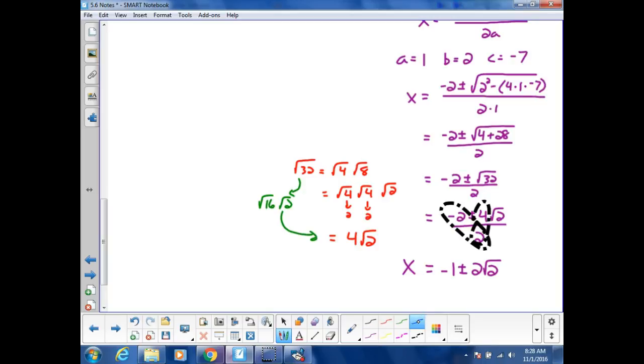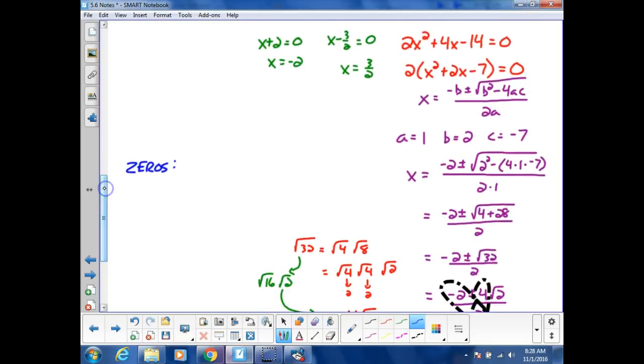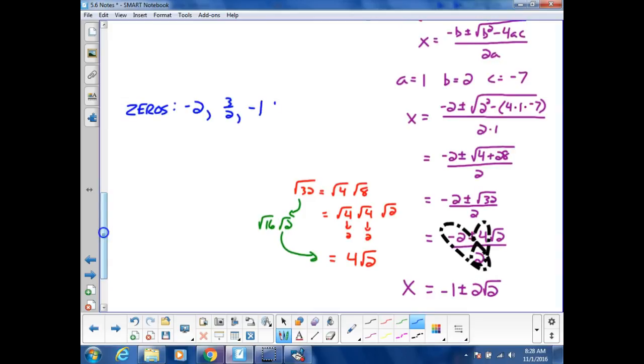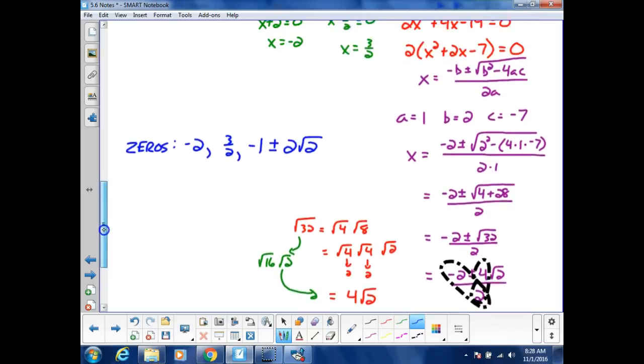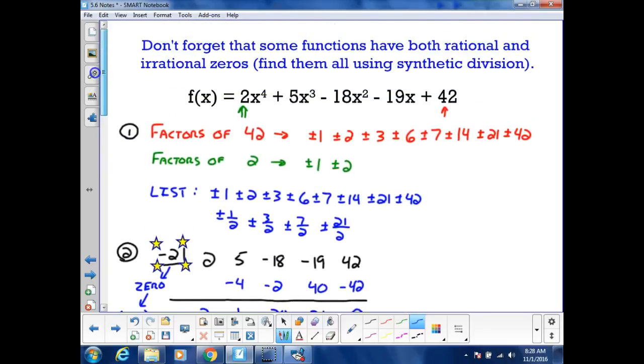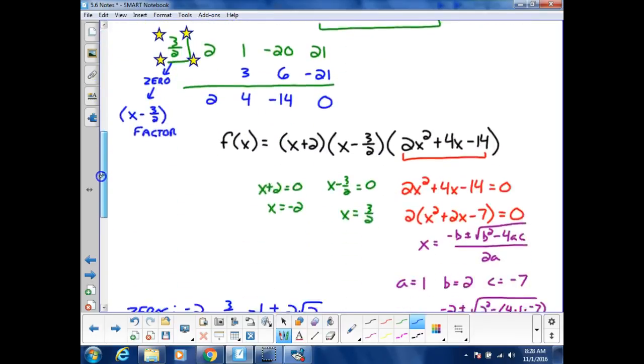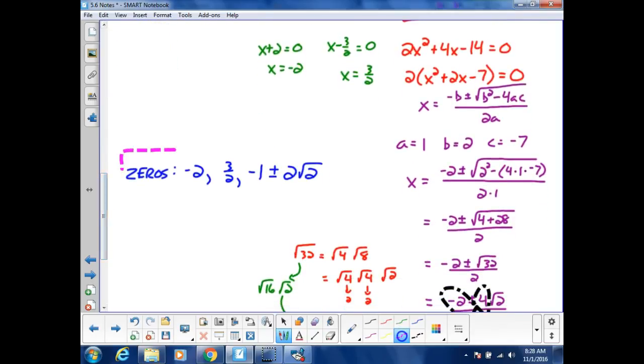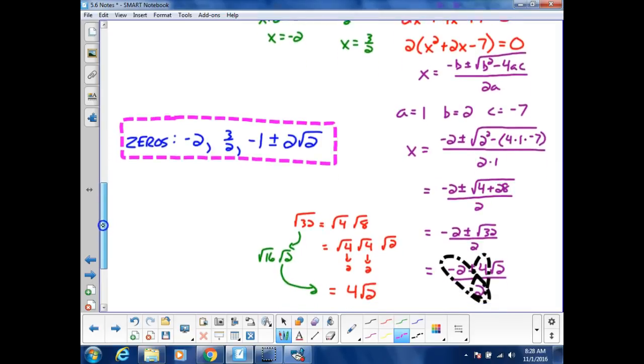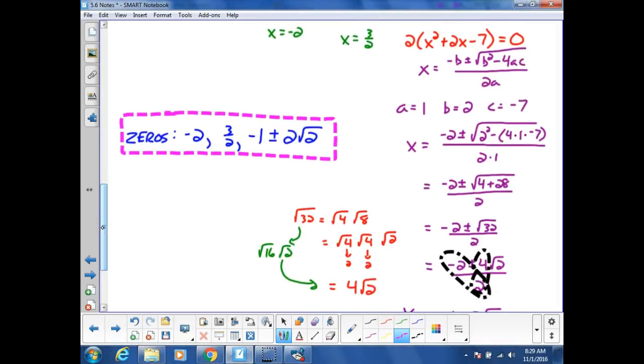So the zeros of this problem are, way back from up top, -2, 3/2, and -1 plus or minus 2 square roots of 2. Go back and check the original problem all the way back up. Find them all, it said. So we're ending at bus stop number 3 with the zeros. Hopefully I can get them all on one page. Okay? Questions?